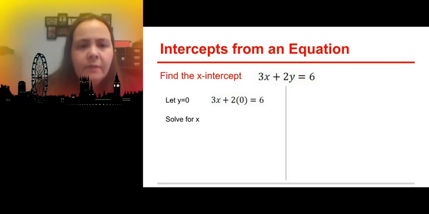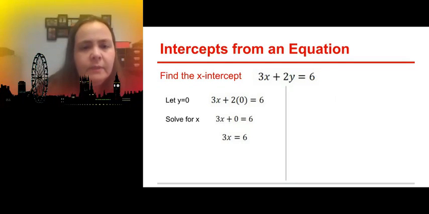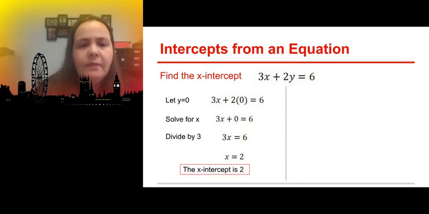So when we start to solve this for x, we have 3x, and then 2 times 0 is just 0. So 3x plus 0 equals 6. And then 3x plus 0 is just 3x. So now we have 3x equals 6. Then we're going to divide both sides by 3 and get x equals 2. And that tells us that the x-intercept is 2.